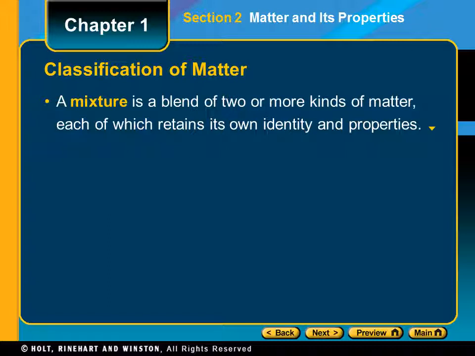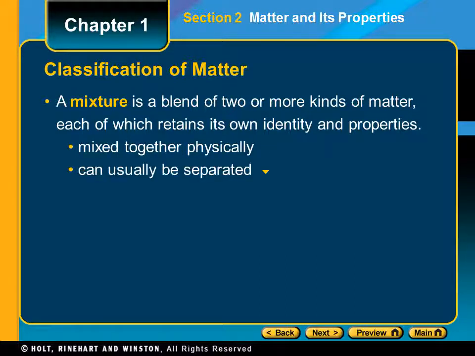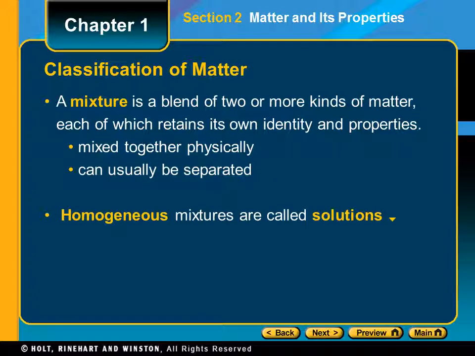So let's talk about this classification. Let's talk about mixtures, because a lot of our labs the first week or so are going to deal with this. By definition, a mixture is a blend of two or more kinds of matter, each of which retains its own identity and properties. So you have two or more things, but they retain their own identities and properties even though they're mixed together. So that means they're mixed together physically, not chemically. And because they're mixed together physically, they can usually be separated. And what I mean by separated is separated by physical means.